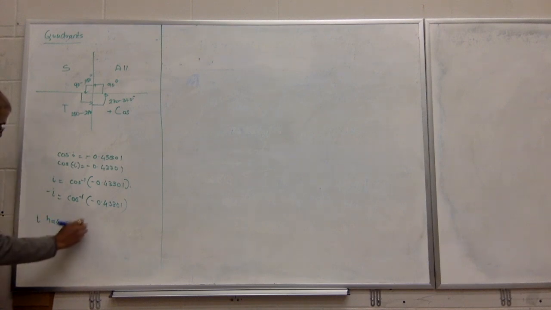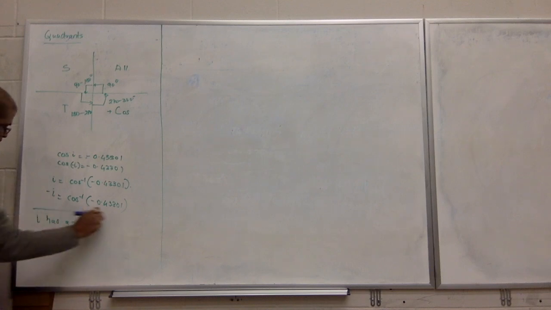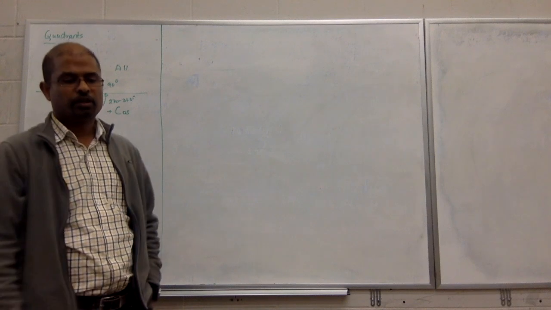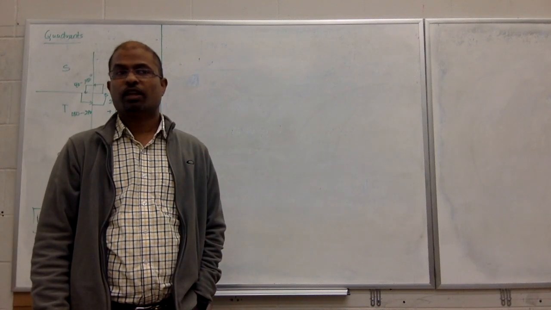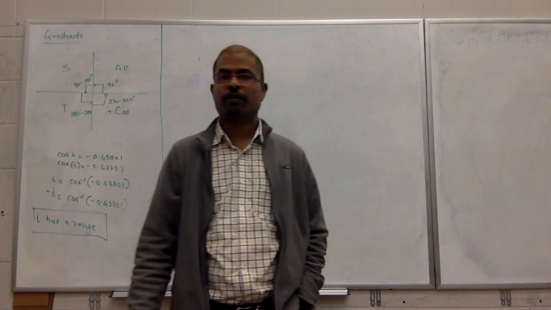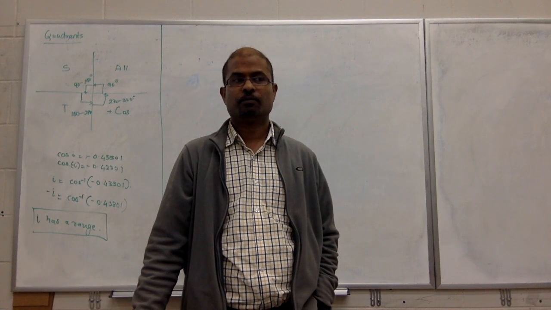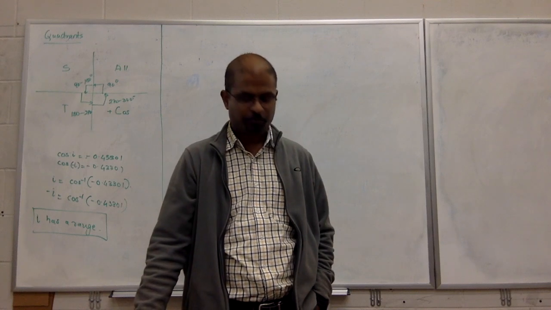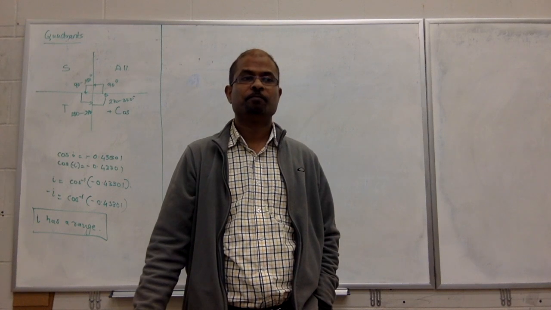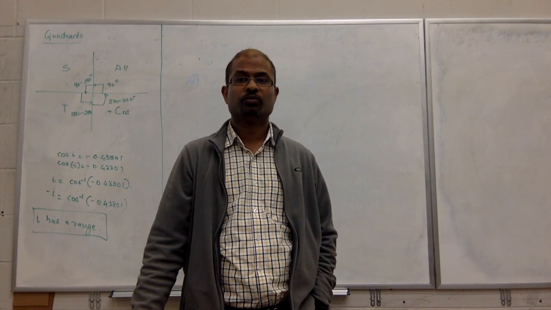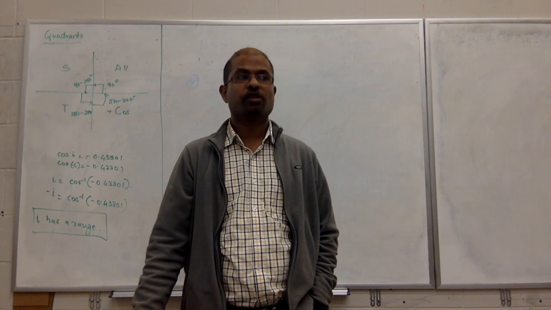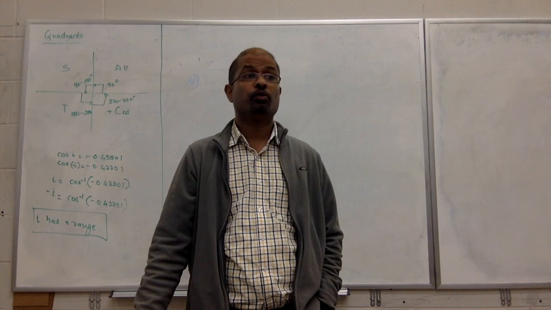i has a range. I need you to understand what that range is. What could be the range of i? What is the least value of i? 0. What orbit is that? If i is 0, what orbit is that? Guys, please put your cell phones away.